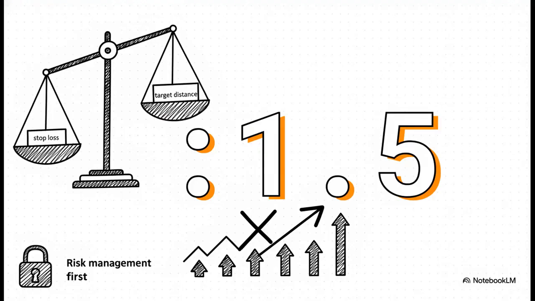And there's one final gatekeeper. Before you click that button, you do a quick calculation. Is the distance to your target at least 1.5 times the distance to your stop loss? If the math doesn't add up, if the potential reward isn't big enough to justify the risk, you pass. You walk away, even if it looks perfect.